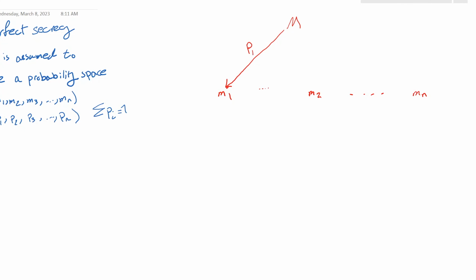So we know that with probability P1, I can get message M1. With probability P2, I get M2, and all the way to Pn, I can get message Mn. So this is laying out all the different messages that somebody can pick from this message space to encrypt.